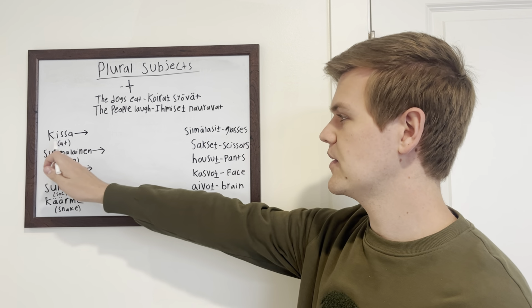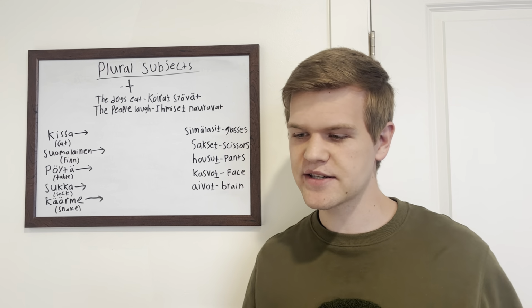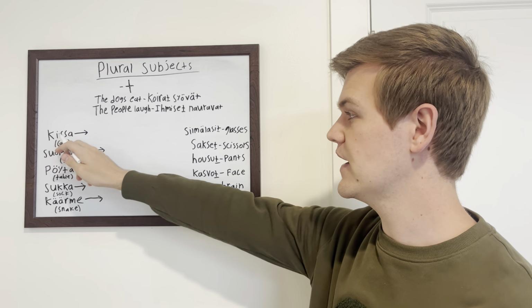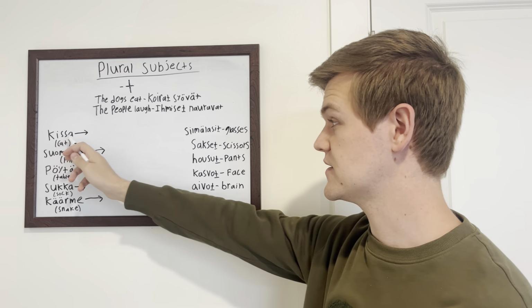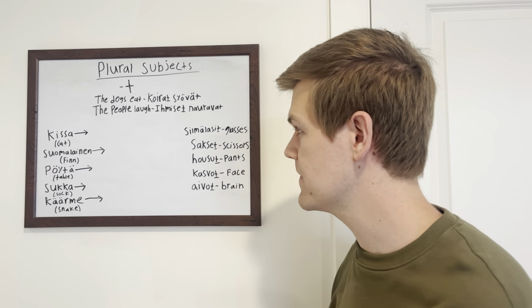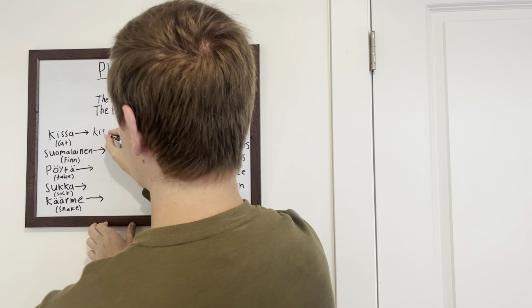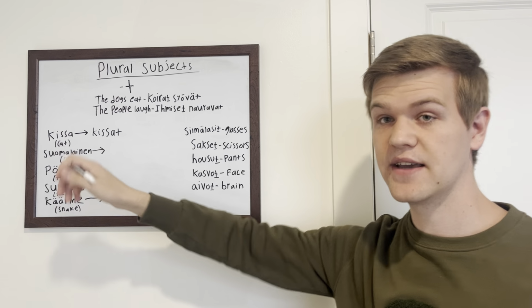For my first example, I have kissa, which is cat. Just like in English, if we wanted to make that plural, we just add an S to get cats. To make it plural in Finnish, we find the stem and add T. The stem of kissa is just kissa because it ends in A, so it's exactly the same. We can just add a T right onto there: kissat. So kissat is cats.